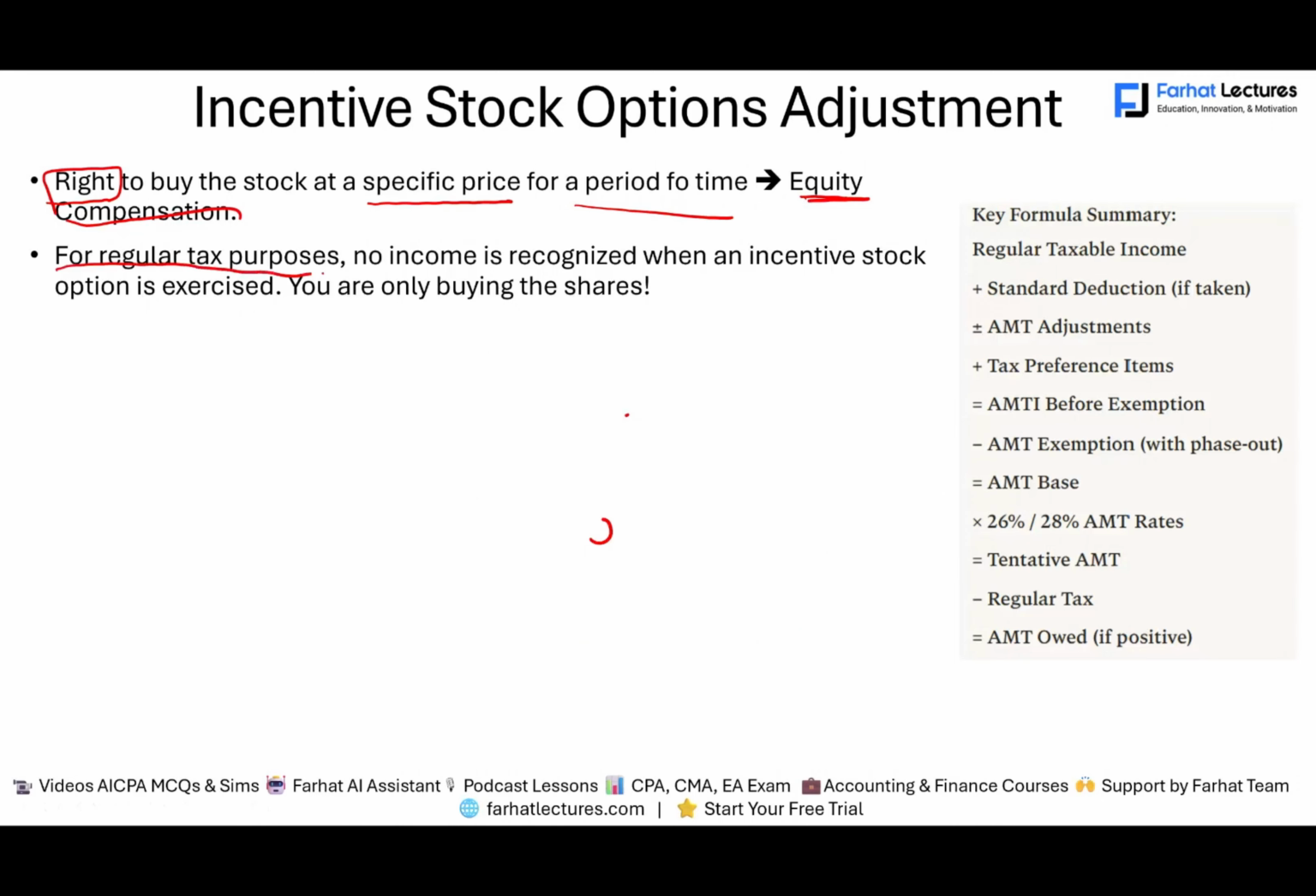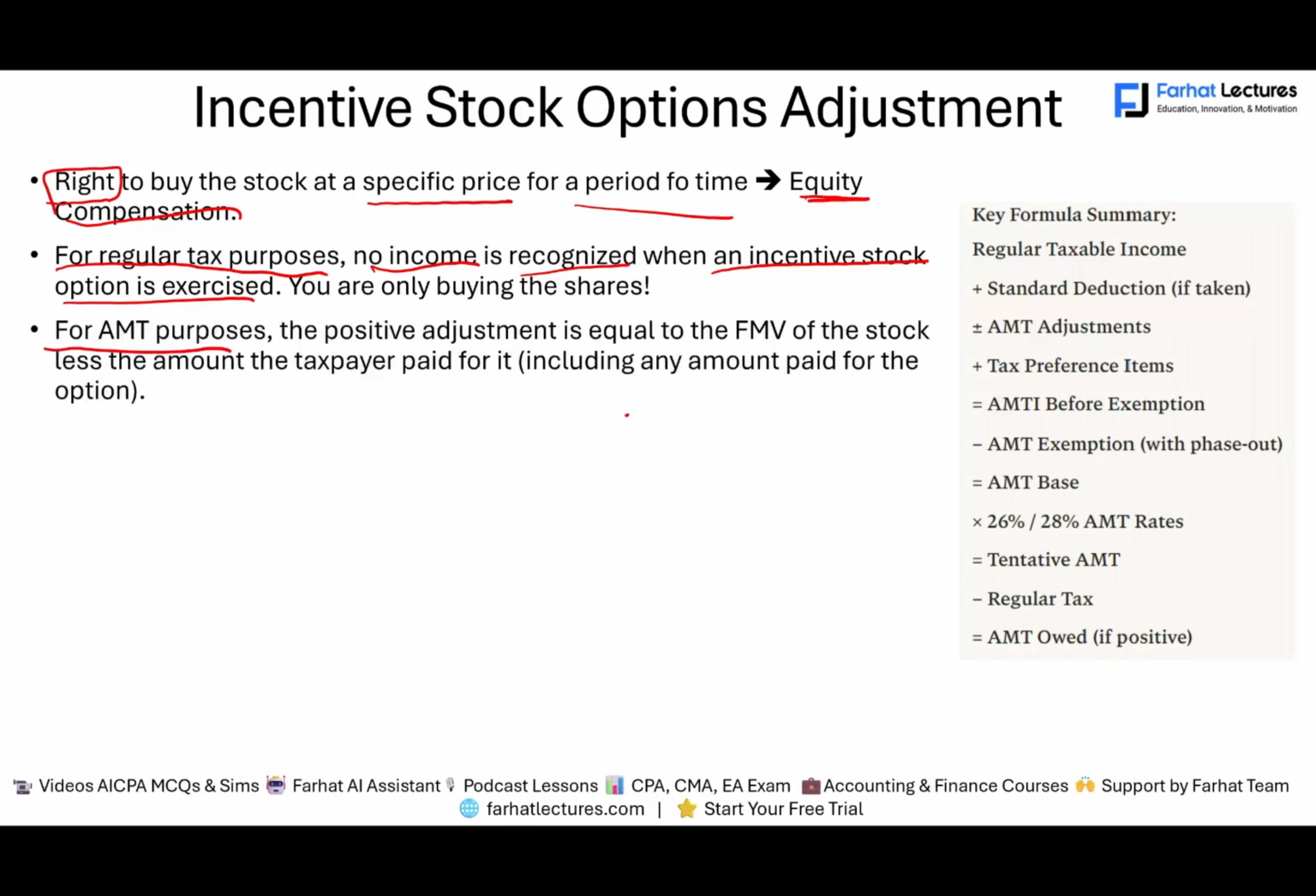For regular tax purposes, no income is recognized when the incentive stock option is exercised. Remember, the exercise price is $300. When you buy it at $300, you're only buying shares, and as a result, there are no tax consequences if you're only exercising and buying the shares. That's fine. For AMT, it's a different story. The positive adjustment is equal to the fair market value of the stock less the amount the taxpayer paid for it, including any amount paid for the option. So let's look at an example.